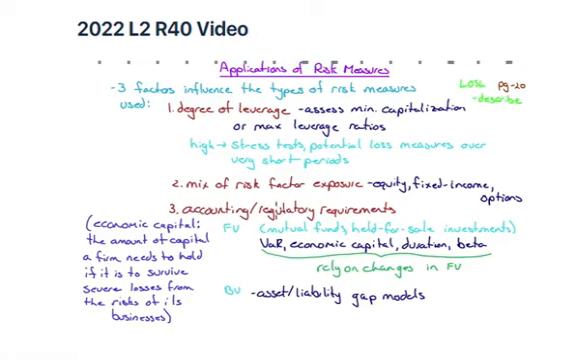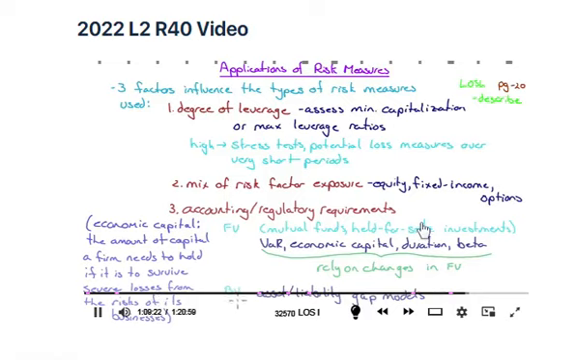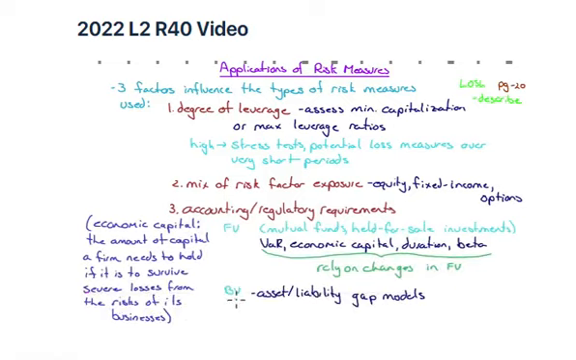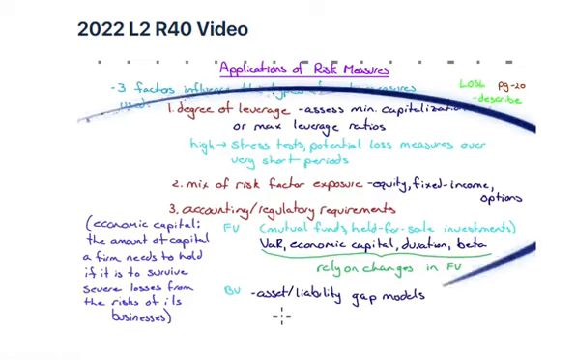And finally, the accounting and regulatory requirements. For instance, fair value versus book value. Mutual funds, held for sale investments, especially on banks, have to be listed at fair value. So for that, you're going to look at measures of value at risk, economic capital, duration, beta, which all rely on changes in fair value. Economic capital we haven't gotten to yet, so I'll give you a little definition on the side. It's the amount of capital a firm needs to hold if it is to survive severe losses from the risks of its business. And if you rely more on book value accounting and presentation, you'd use asset liability gap models, and we'll talk a little bit more about those shortly.